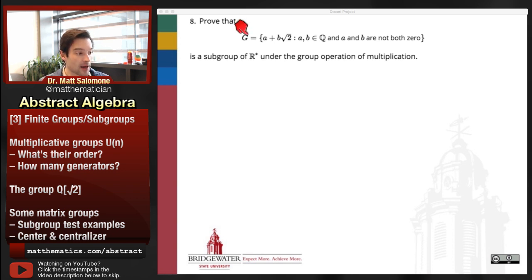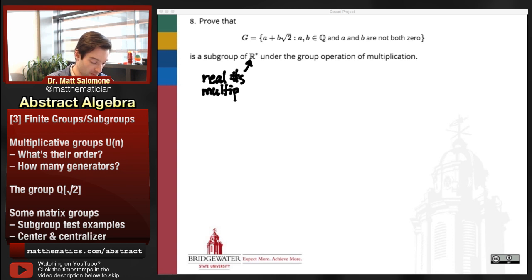So here's the question. And this, again, comes from Judson. This is exercise number 8 in his chapter 3. So he gives us a subset of elements of R star. So R star is the group of real numbers, and the operation is multiplication. So real numbers under multiplication, with one exception, that we have to take away. That's what this little star up here is doing. We have to take away 0.